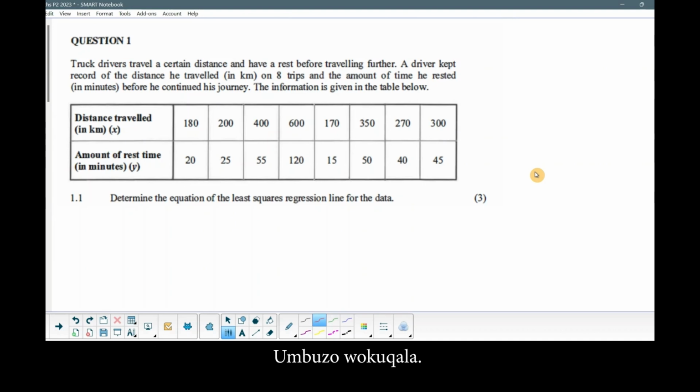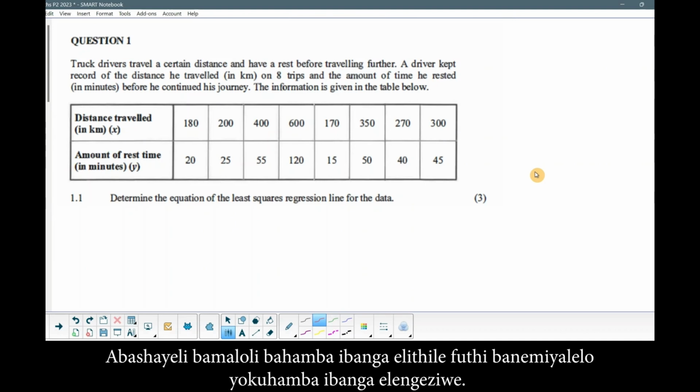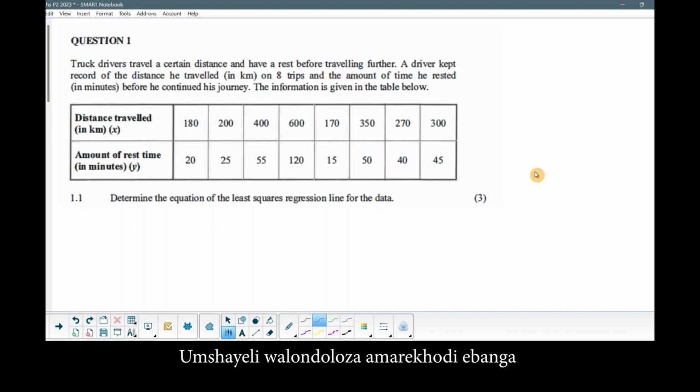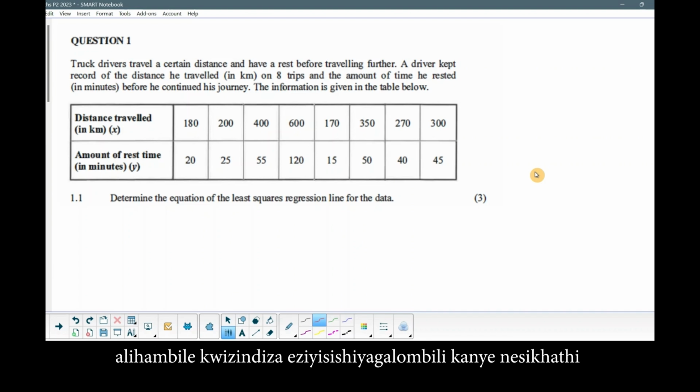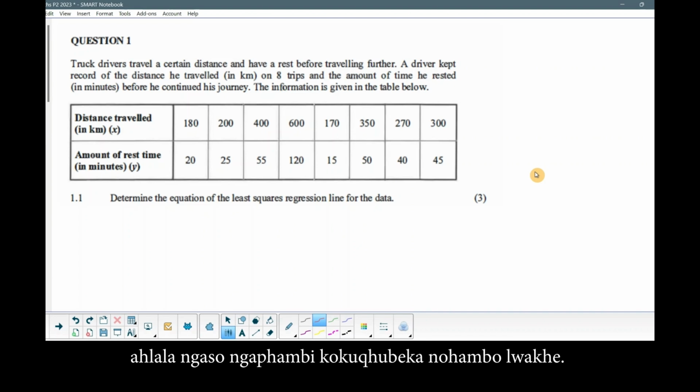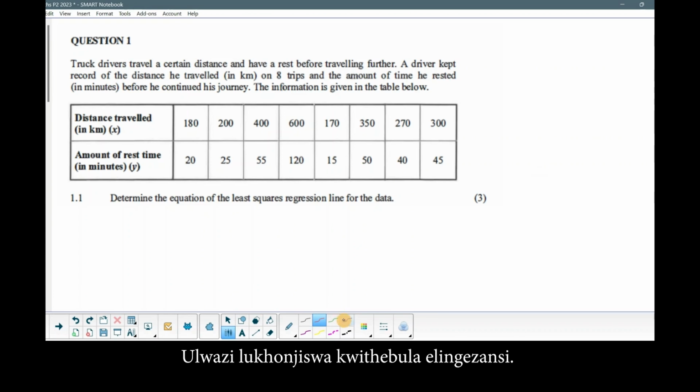Question 1. Truck drivers travel a certain distance and have a rest before traveling further. A driver kept record of the distance he traveled on 8 trips and the amount of time he rested before he continued his journey. The information is given in the table below. So let's have a look at what information is given to us.